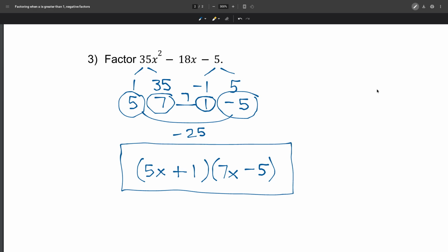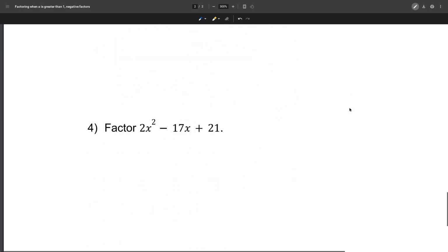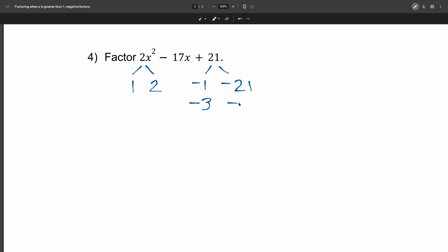Okay, last problem, problem 4. Factor 2x squared minus 17x plus 21. Okay, so I'm going to list the factors of 2, which are just 1 and 2, positive factors. And for 21, I'm going to list only negative factors because we're multiplying to a positive, but we have our sum of our products be negative. So you could do negative 1 times negative 21, or negative 3 times negative 7.